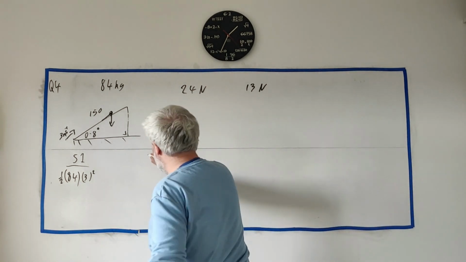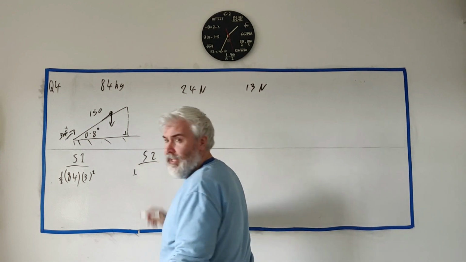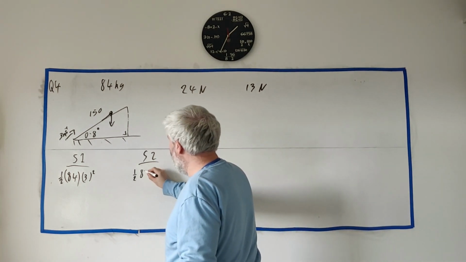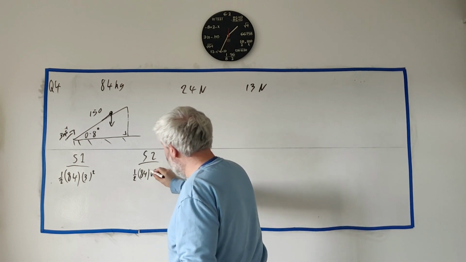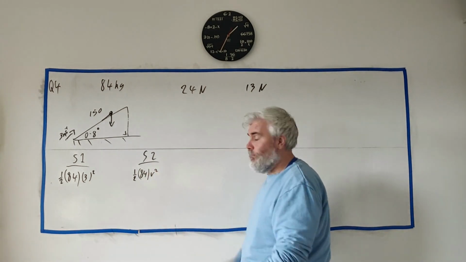And then state 2, the top of the hill, they're still moving. They tell us they want to find out how fast they're moving, so we assume they're moving a half 84 v squared. So we don't know the number. Instead of 3 squared, we don't know it. We leave it as v squared.